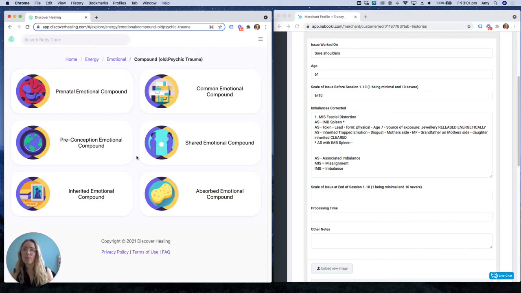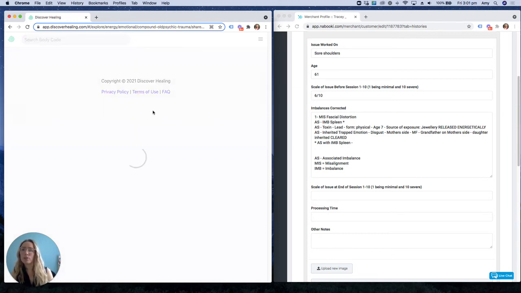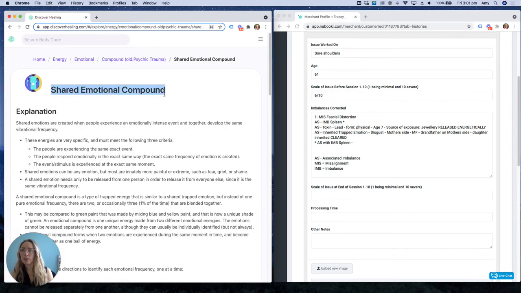So we have a compound emotion. We have a shared emotional compound here. So we have our trapped emotions, which is the one we had before with that inherited. So that was one emotional energy. Now a shared trapped emotion, this is a shared emotion between people when they experience an intense event together. So they've experienced the same vibrational frequency.